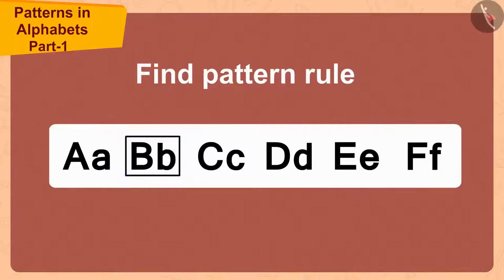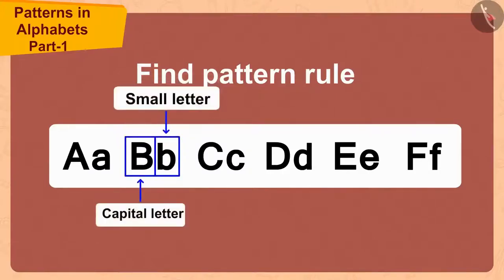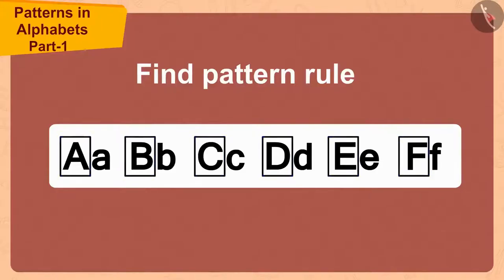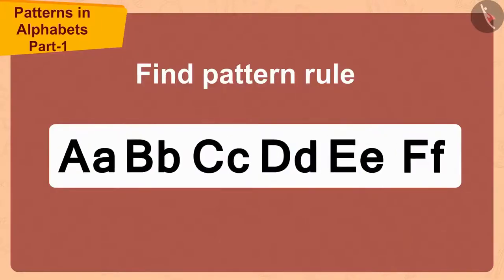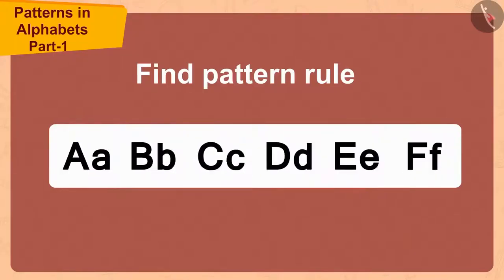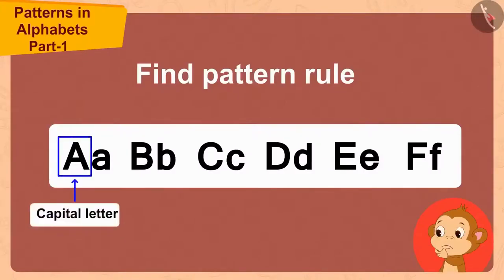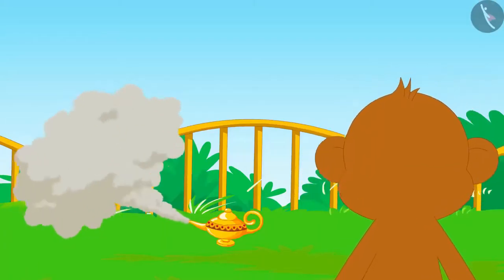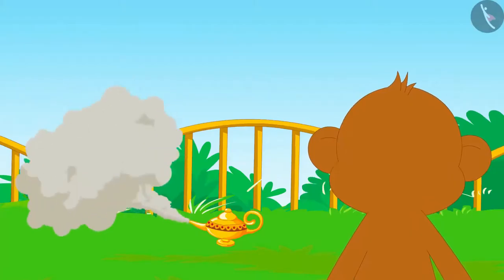The same rule is then repeated for the next letter B. In this way, this pattern has been made by writing capital letters of every letter and then small letters. Babban also discovered the rule of pattern made from alphabet pattern like you. Your answer is absolutely correct. What is your next wish?